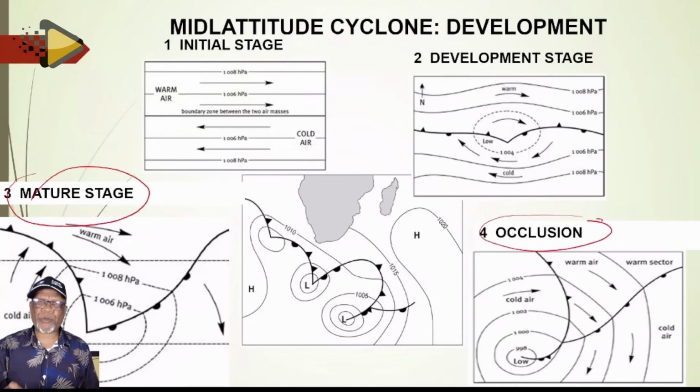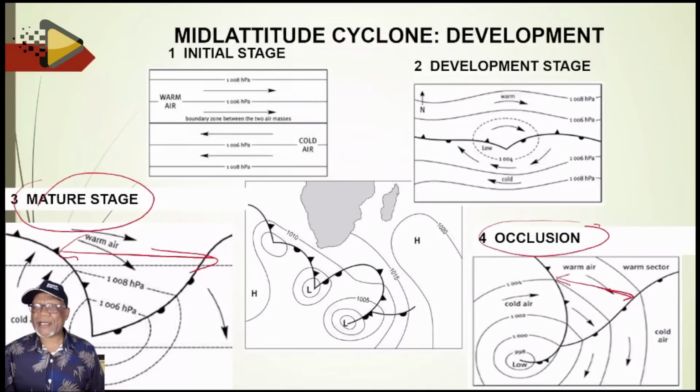What do you see with the mature stage? The warm sector. This is the warm sector. It is wider. The warm sector is wider in a mature stage. And when you look at the occlusion stage, the warm sector is narrower. Now, you have to find the reason. Why is the warm sector narrower in the occlusion stage? So now you have to go back to your definition. What is occlusion, or how does occlusion develop? Occlusion develops when the cold front catches up with the warm front.